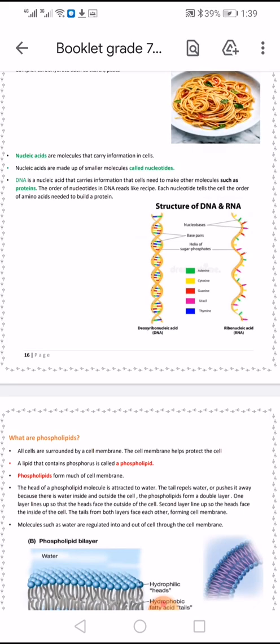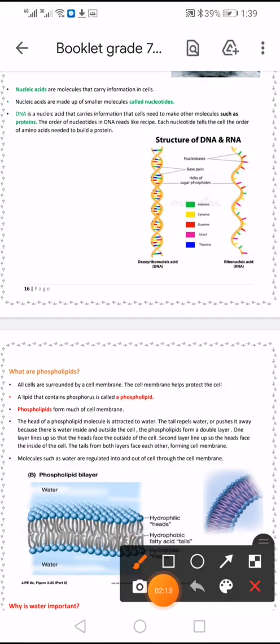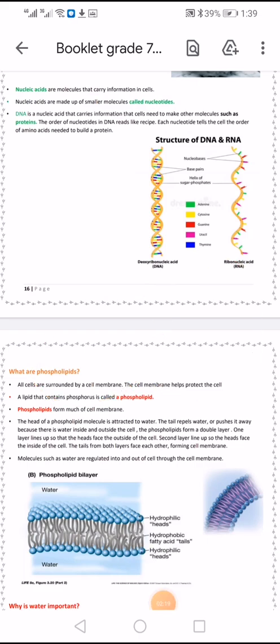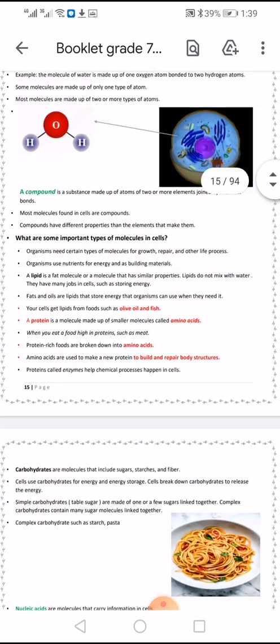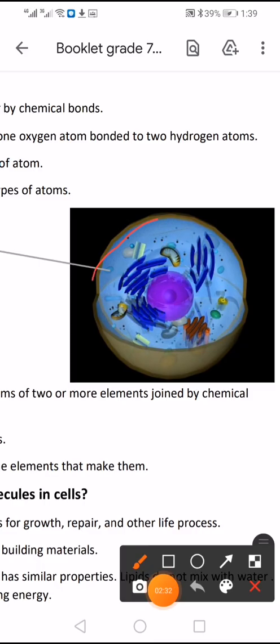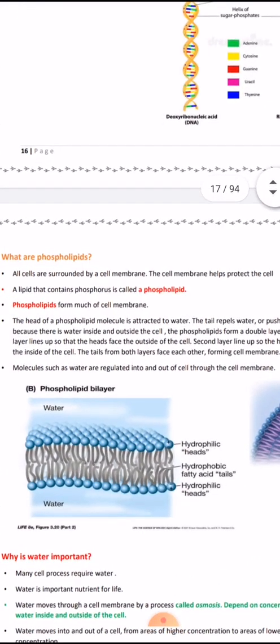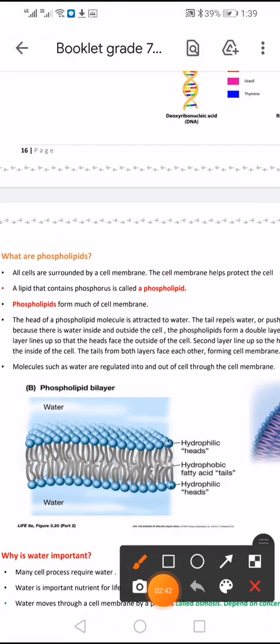What are phospholipids? All cells are surrounded by a cell membrane. Any cell, either plant cell or animal cell, is surrounded by a cell membrane. The cell membrane helps protect the cell. So the function of the cell membrane is to protect the cell. Look here. This is a cell membrane. So what is the function of the cell membrane? Protect the cell. This membrane is made up of phospholipids. A lipid that contains phosphorus is called a phospholipid.